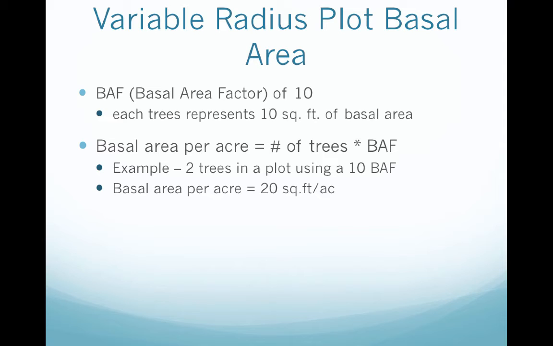So with our basal area factor of 10, each tree represents 10 square feet of basal area per acre. So you take your number of trees times your basal area factor. So again, we have these 2 trees in our plots using a 10 basal area factor prism. Our basal area per acre is 20 square feet per acre.